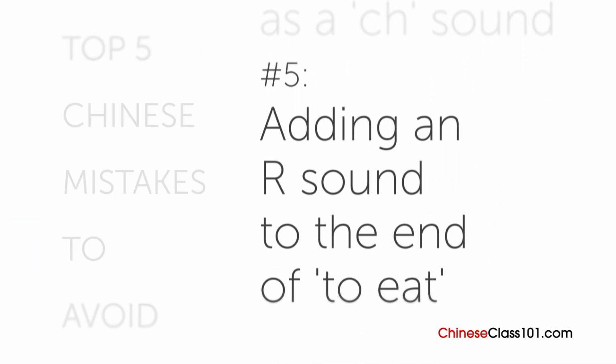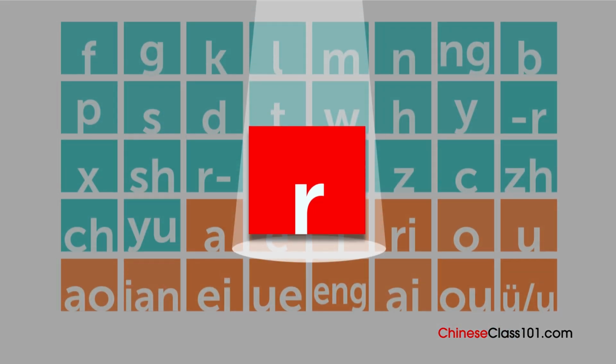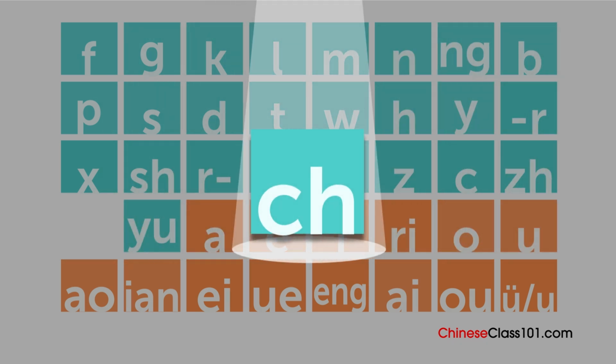Number 5, adding an R sound to the end of "to eat." Students of Chinese tend to add an R sound in the middle or at the end of a word. This generally occurs when the speaker isn't used to pronouncing the Chinese CH. The Chinese CH requires you to place your tongue in a position that you're unfamiliar with.